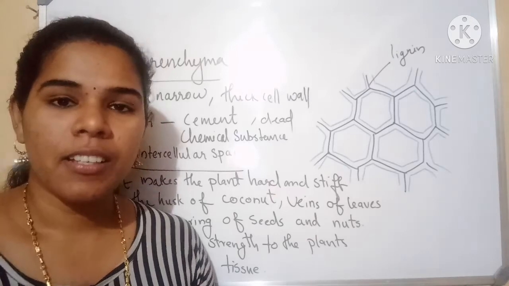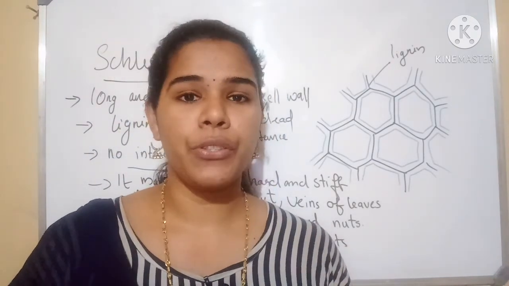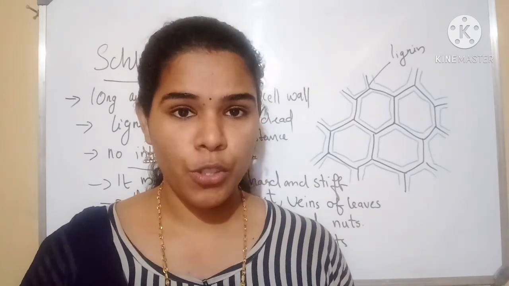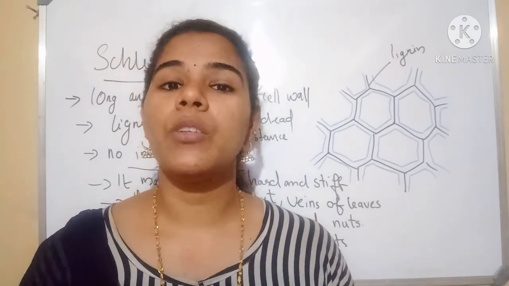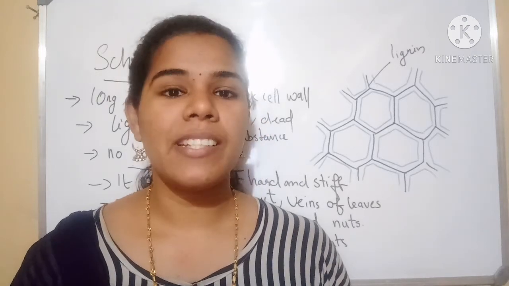So today we learned about three types of simple permanent tissue. The first one is parenchymatous tissue, the second one is collenchymatous tissue, and the third one is sclerenchymatous tissue. Okay, so please study.